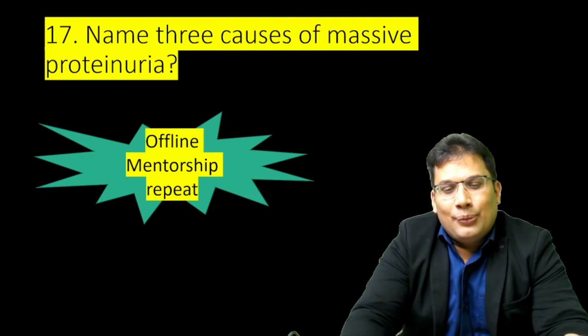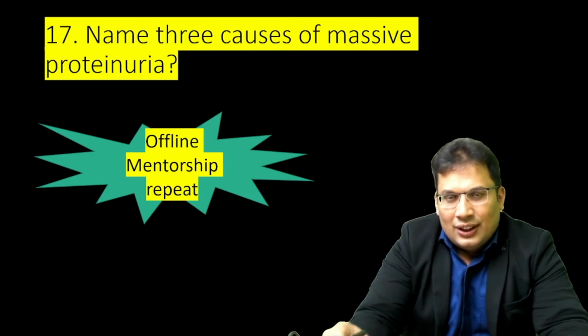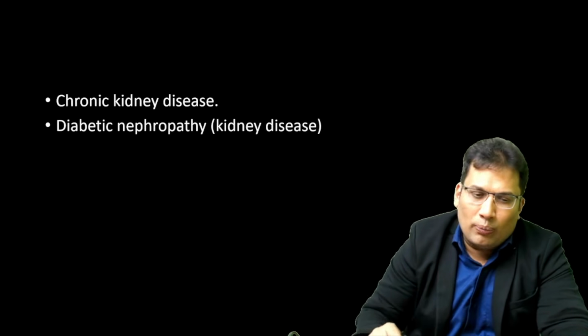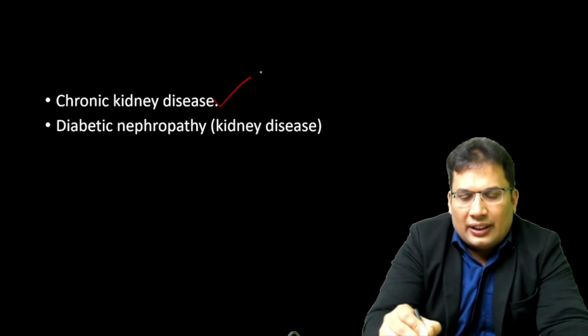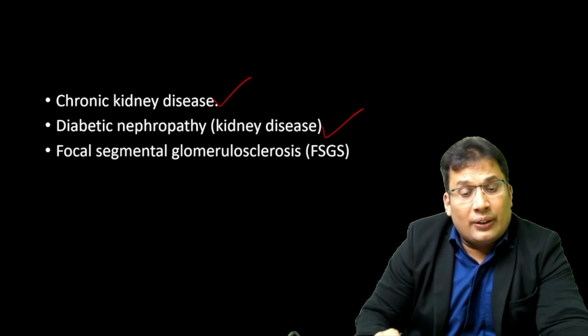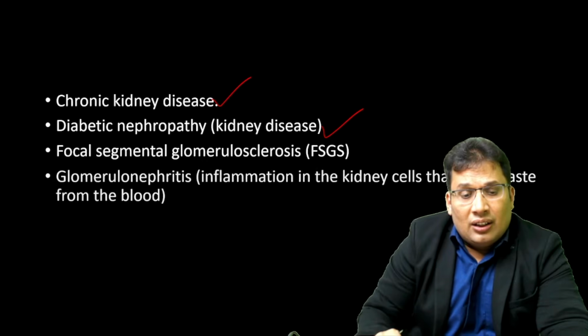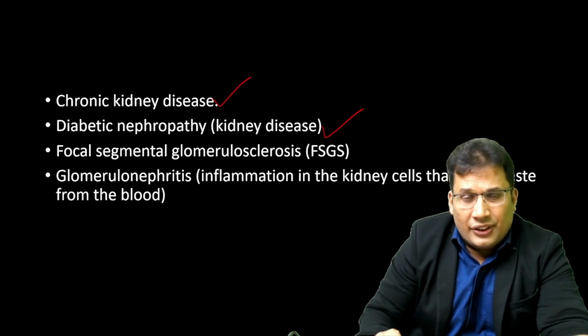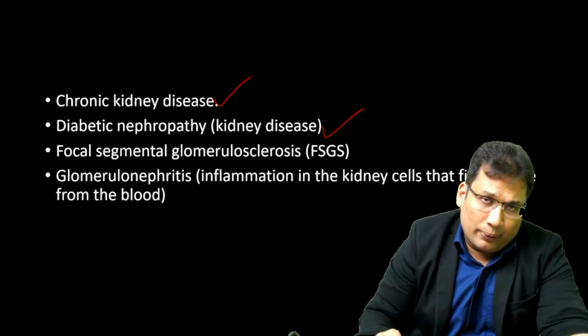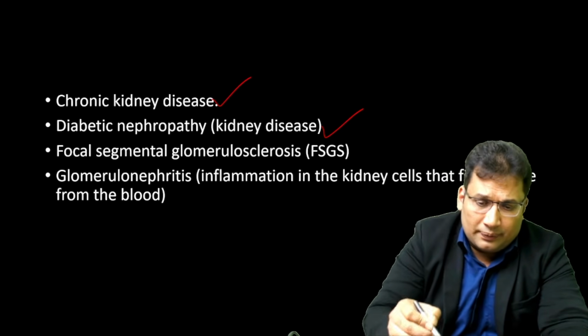Then comes name 3 causes of massive proteinuria. Massive proteinuria can be seen in various conditions. It can be seen in case of nephrotic syndrome. It can be seen in chronic kidney disease, diabetic nephropathy, that is basically kidney disease, focal segmental glomerulosclerosis, FSGS, glomerulonephritis, that is nothing but inflammation. In children basically nephrotic syndrome, in adults basically it is diabetic nephropathy. You can write any 3, you will get 3 out of 3.